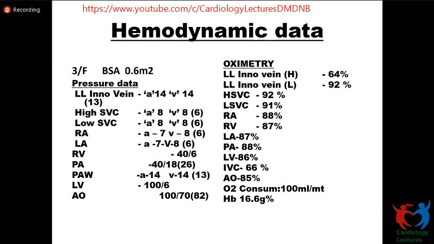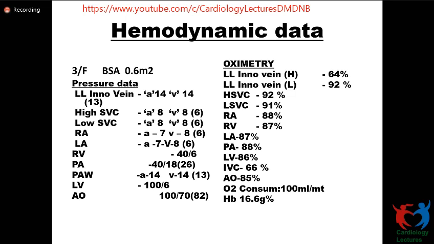LV pressure, systolic is 100, diastolic is 6. Normal. And the gradient between the pulmonary capillary wedge pressure and LV is about 8. Okay. What does that mean? And there is a mitral stenosis at mitral.